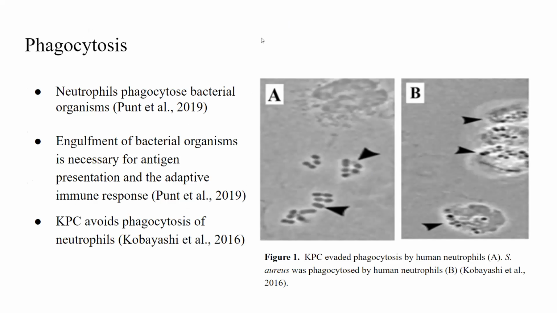The innate immune response to bacterial organisms includes phagocytosis by neutrophils. So here in figure 1A, these black arrows are pointing at KPC, and this is the neutrophil up here. And this is indicating that KPC evaded phagocytosis, whereas in 1B, the arrows are pointing at Staphylococcus aureus, and you can see that it's inside of the neutrophil, indicating that phagocytosis was successful.